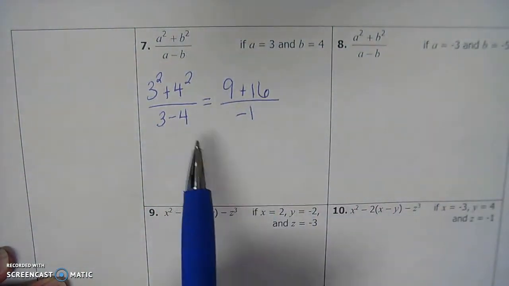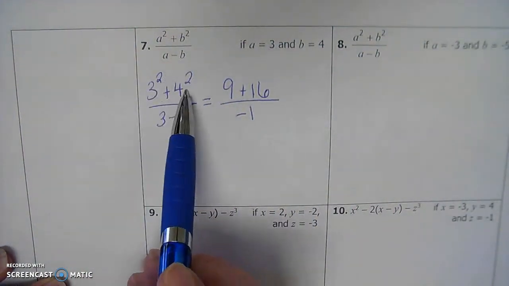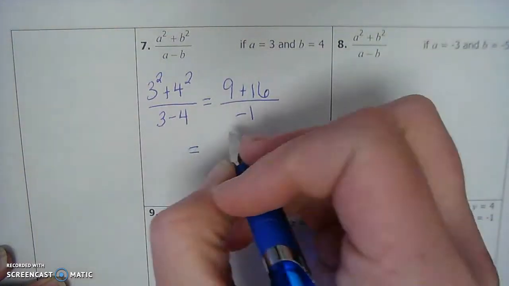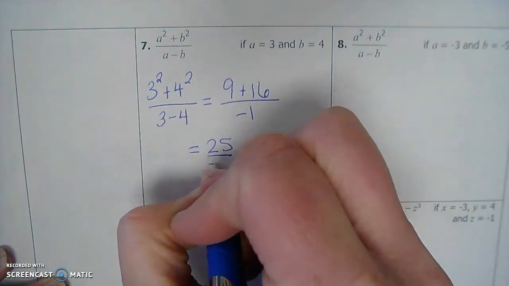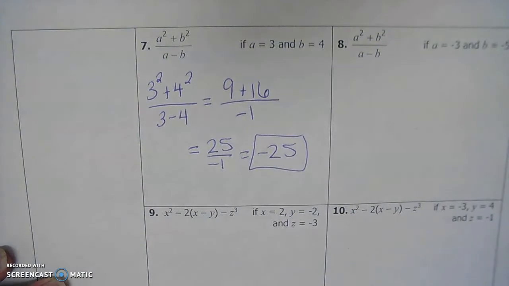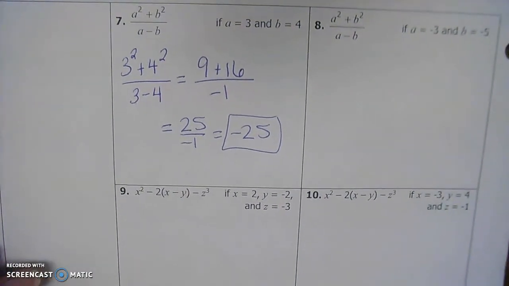So again, when you have a big fraction like that, you need to get all the top together and all the bottom together before you divide. So 9 plus 16 is 25, divided by -1 is -25. We never leave things over 1.